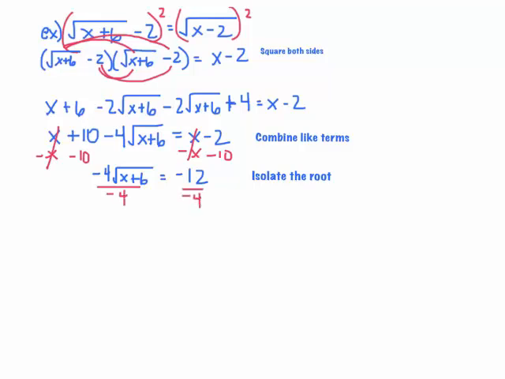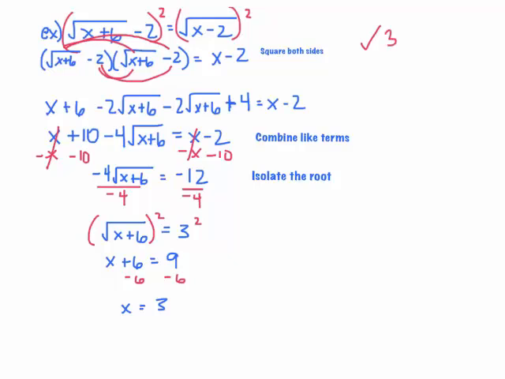And I have that the square root of x plus 6 equals 3. To get rid of that square root, now I'm going to square both sides. So x plus 6 equals 9. Subtract 6 from each side, and x equals 3. Now I'm not done because I need to check if this is extraneous. So I'm going to check 3.